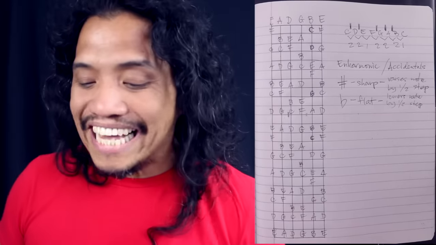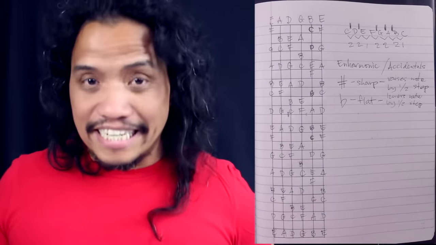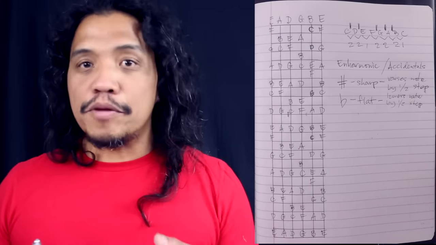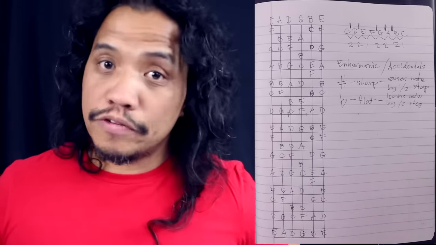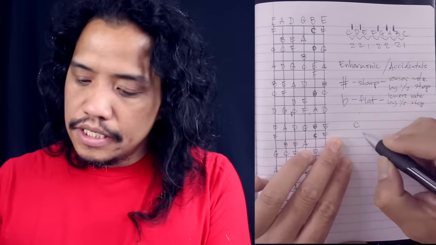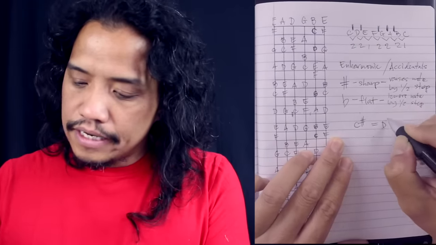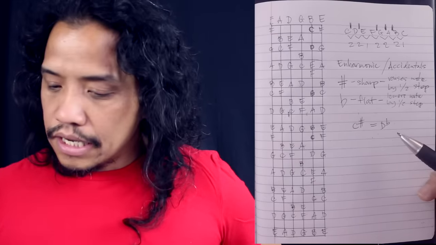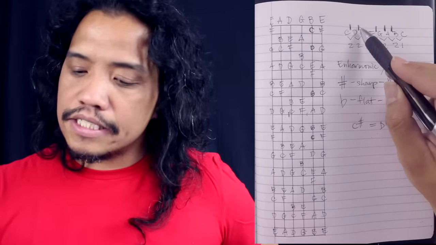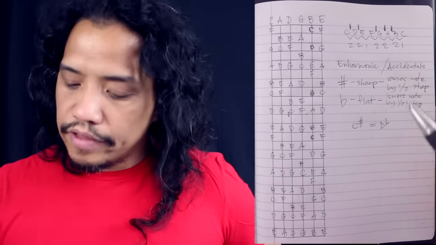Some of you may be saying, well, isn't that the same note as the C sharp? Yes, it is. And that's what enharmonic means. It means same note, but it can have two different names. We have five enharmonic notes. C sharp is equal to D flat, as we've just seen. Now, what's the next note? So we have a D, and the next black key is in between D and E. So this can either be a D sharp or an E flat.